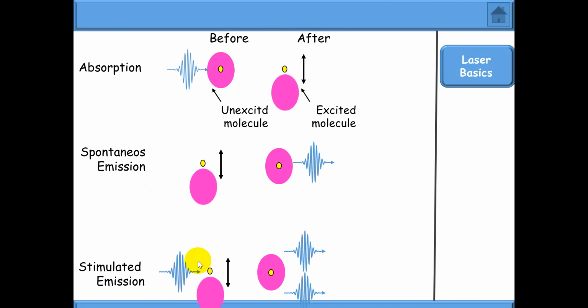In this figure, an unstable state can also absorb another photon or interact with another photon and emit two coherent photons with the same direction, same polarization, and same phase, and of course the same frequency.